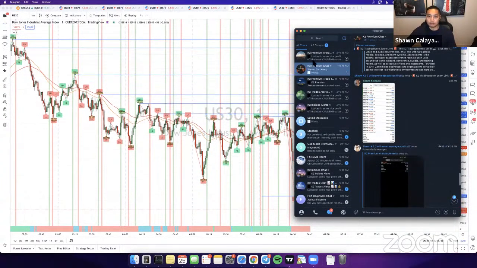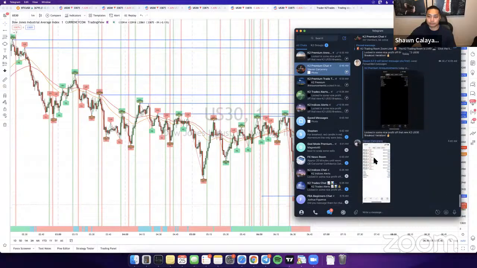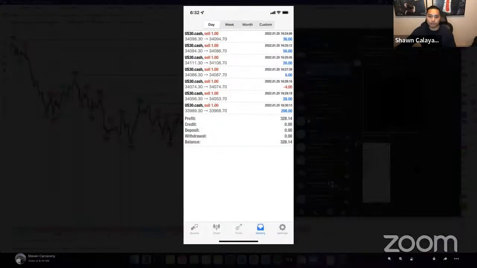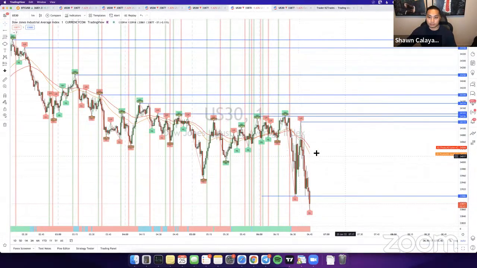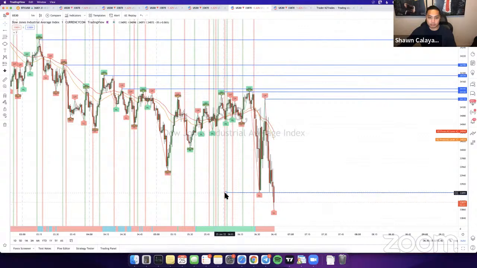Other than that, Steven over here too. This is a different Steven. Steven locked in a total of 328 off his account. Nice work, Steven. Here you can see prices dropping below here.